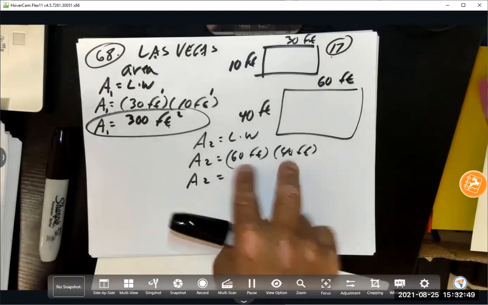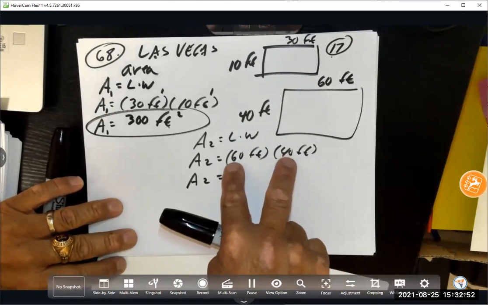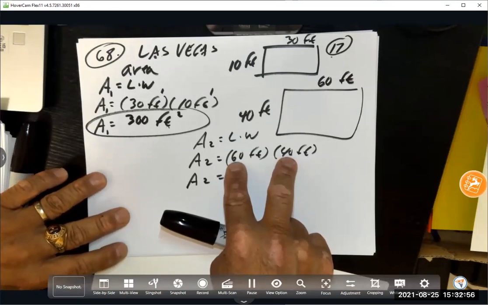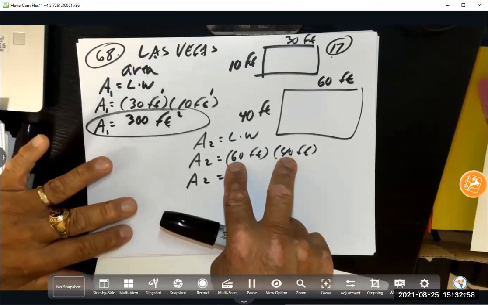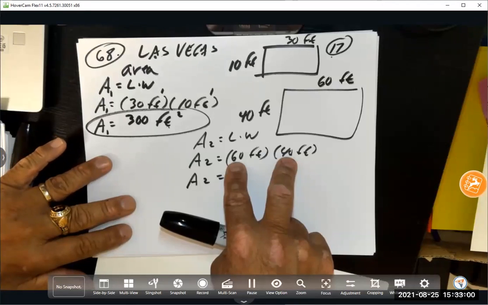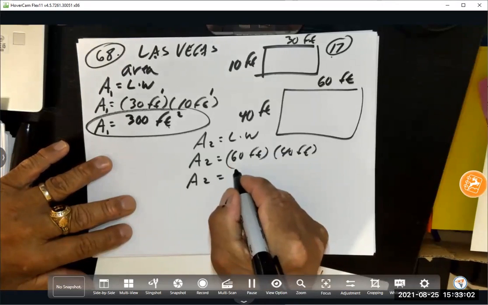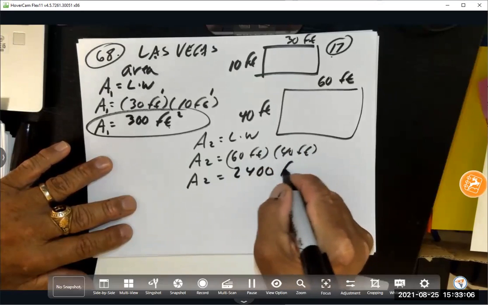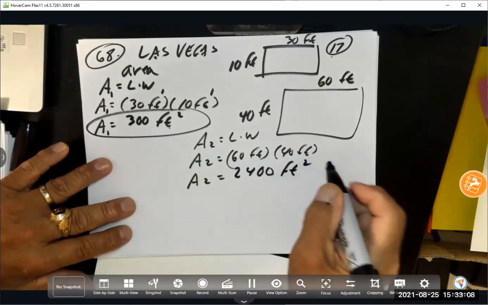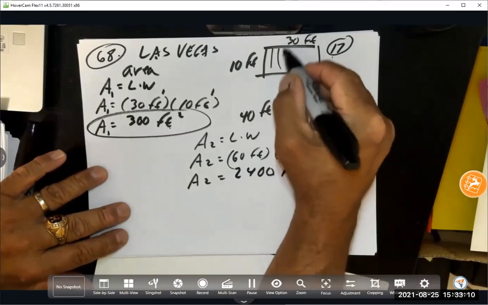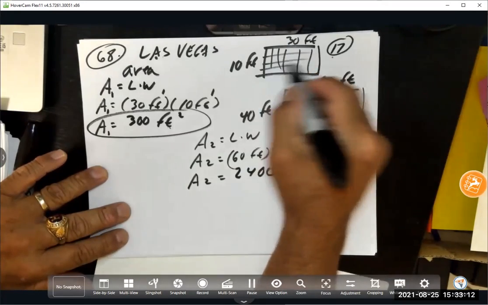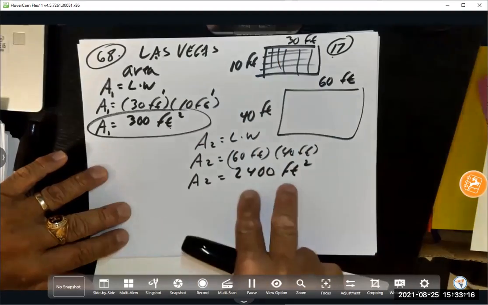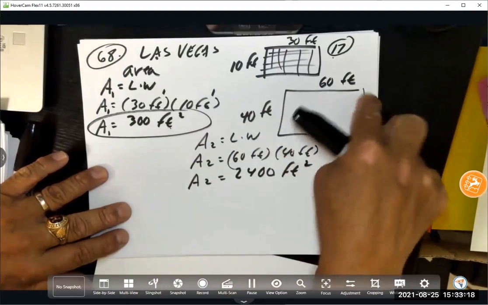Do it in the calculator. What's 60 times 40? 240. I don't think so. Do it again. Do it in the calculator. Don't do it in your head. Do it in your calculator. 2,400. Okay. 2,400. Is that right? Yes. And feet times feet is feet squared. Feet squared just means that if you were to count the little blocks in here, 1 by 1 foot, there's 300 in there. And your room has 2,400 square feet inside of it.